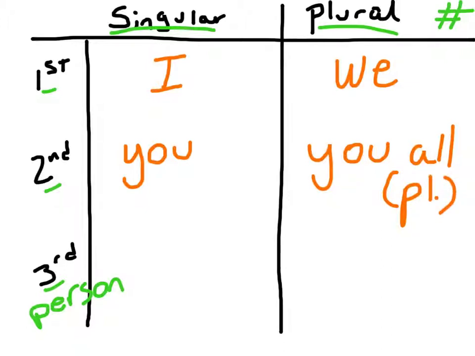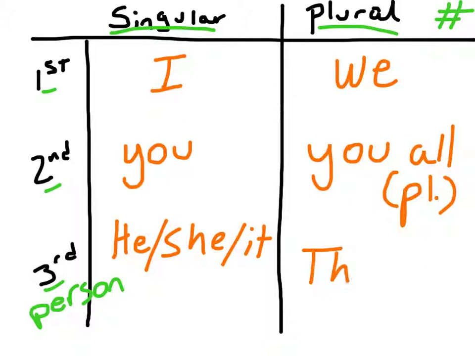You, plural. And then third person is when you're talking with someone about this other person who's not there, who's doing the action. So it could be a he, or a she, or an it. And when those things are plural, it's a they.